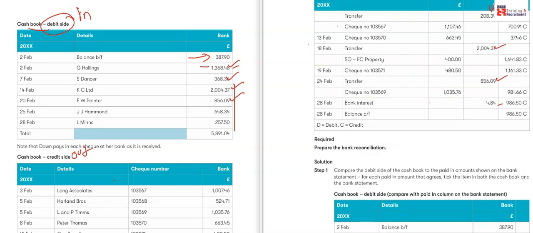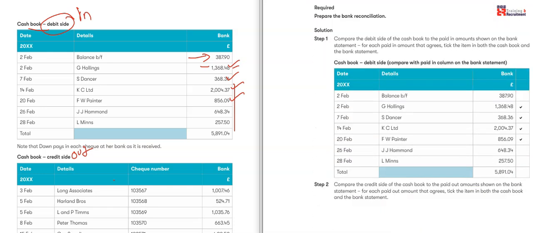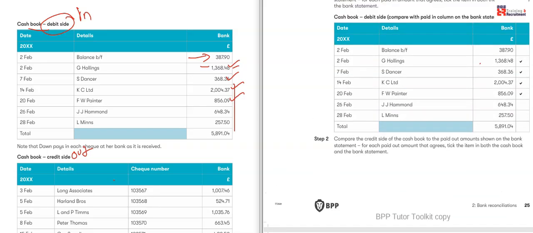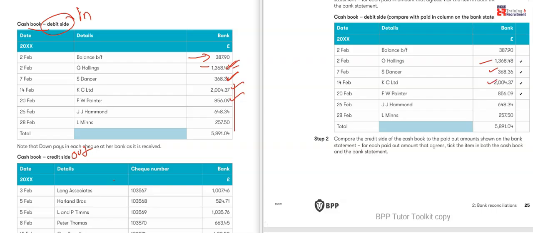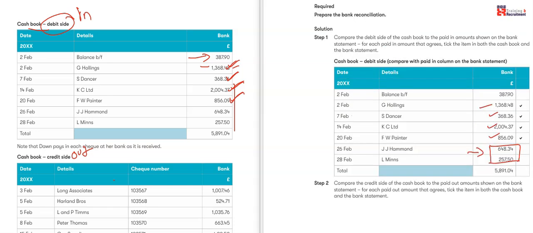So look at step number 1, which we already ticked: 1368 on both the bank statement and cash book, 368 both sides, 2004 both sides, 856 both sides. These are not ticked. The items in the cash book, not in the bank statement, we need to take into the bank reconciliation. Outstanding lodgement, we call it.